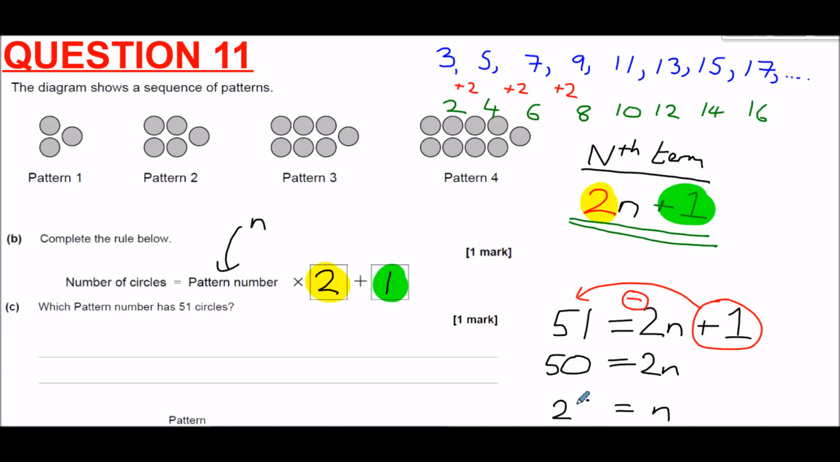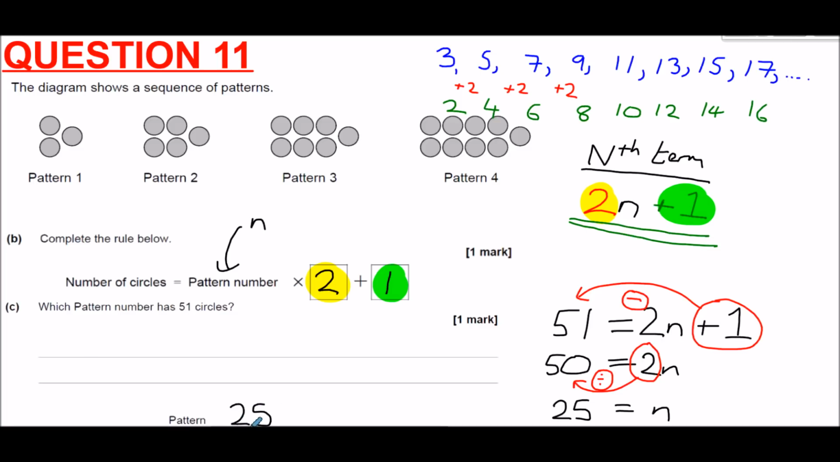But as ever with algebra and solving equations, we work in reverse. And so it looks like that 2 here, which is multiplying the n, is swapping side and swapping sign to a divide. And so the pattern number is 25. So the pattern that has it is pattern number 25.